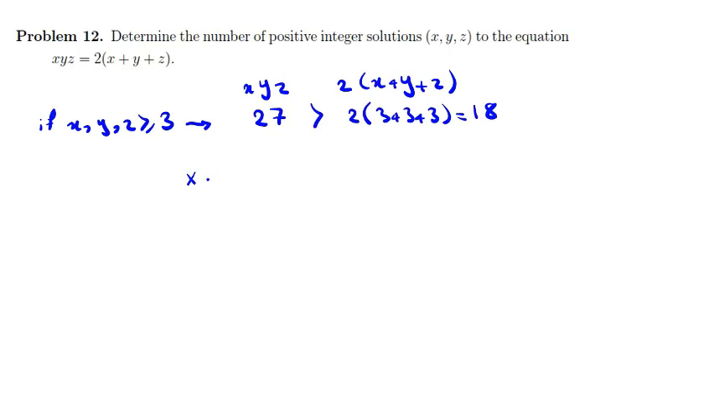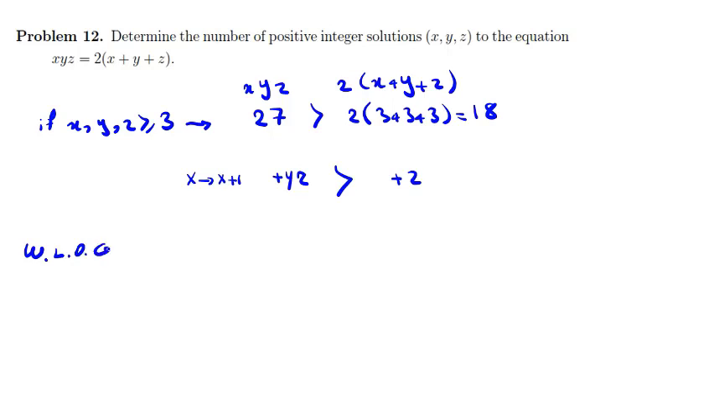And if you increase each of them, for example, x to x plus 1, the left side will increase by yz. The right side will increase by 2. And because y and z are greater than or equal to 3, the left side will always be strictly greater than the right side. So at least one of them is 1 or 2, because they are positive integers.